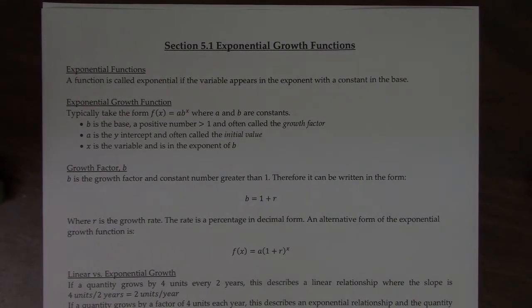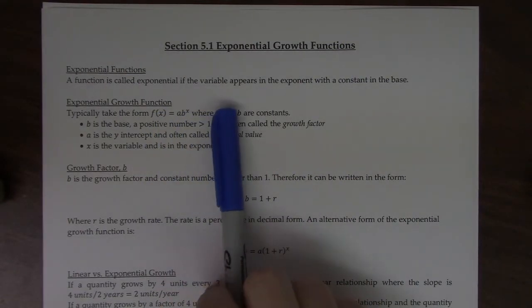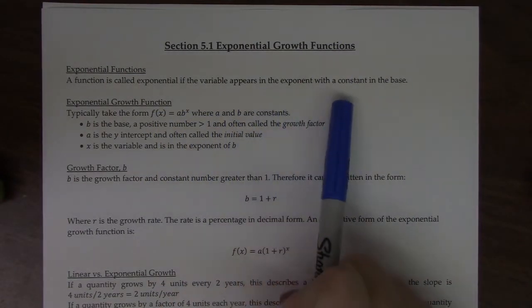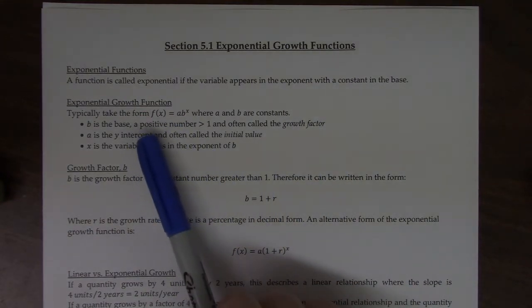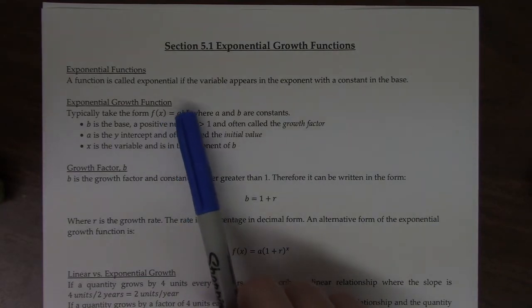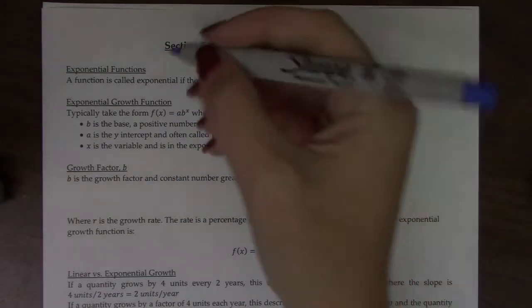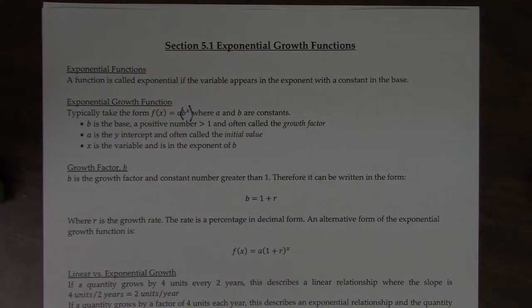Section 5.1 is exponential growth functions. A function is called exponential if the variable appears in the exponent with a constant in the base. So what we want to do is make sure we understand the form. These functions typically take the form of a times b to the x, where b is the base of the function. Sometimes we write parentheses around it, and a and b represent constant numbers.